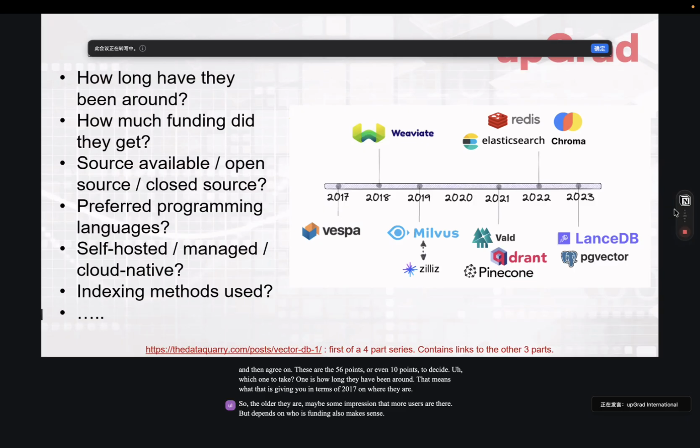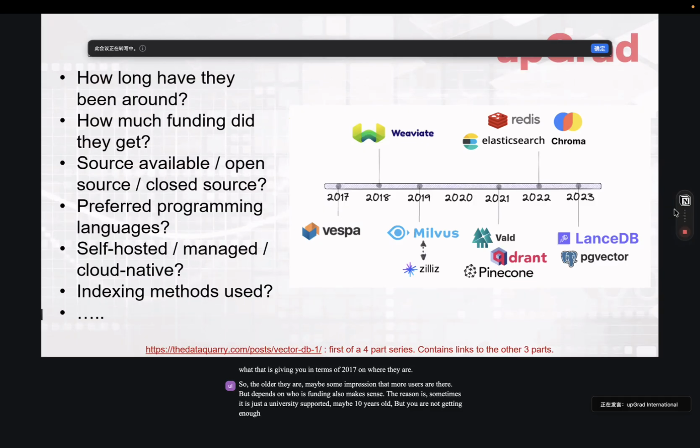Makes sense. The reason is sometimes it is just university supported, maybe 10 years old, but you are not getting enough funding support, then it may not survive long. That's what I can give you as another analogy. If I ask you what are the deep learning frameworks you are familiar with, what is your answer?